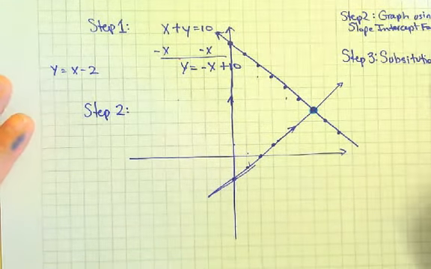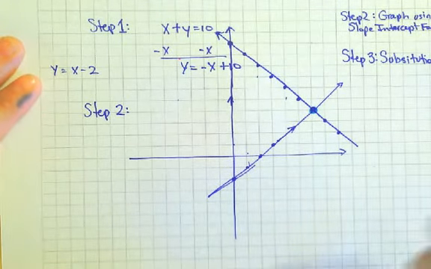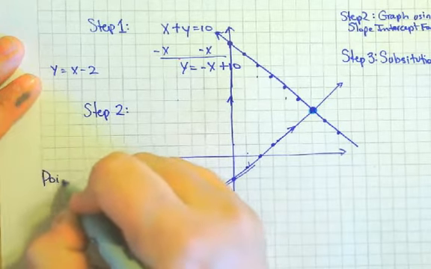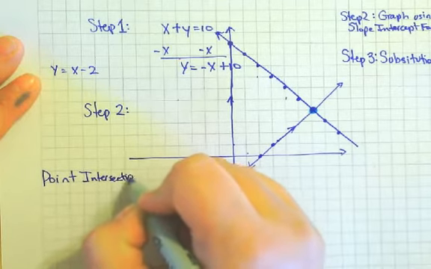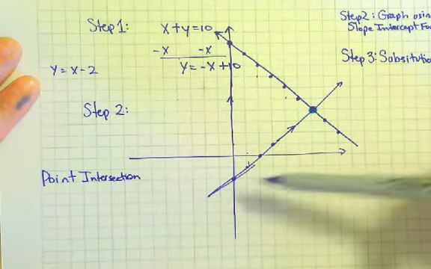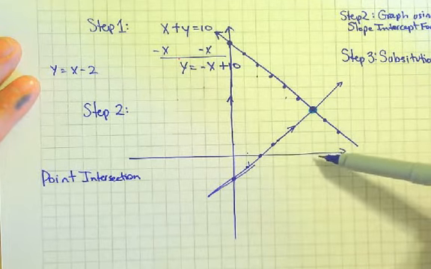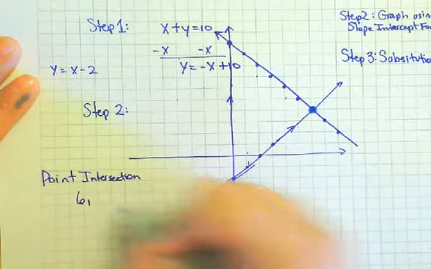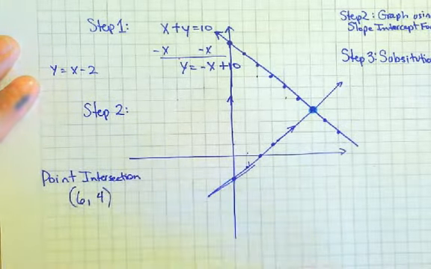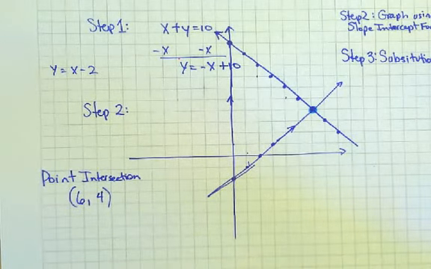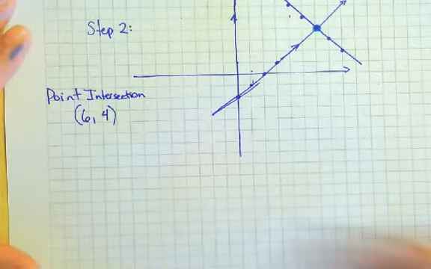So we just graphed our slope-intercept forms. We graphed both of those. Let's see where our point is. So what is our point of intersection? Our point of intersection will be, let's see, 1, 2, 3, 4, 5, 6 over, so that would be positive 6, and 1, 2, 3, 4, positive 4. Alright, let's double check and make sure that that is the correct point of intersection. Let's slide this up just a second.